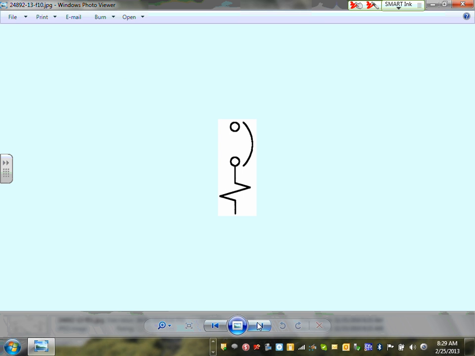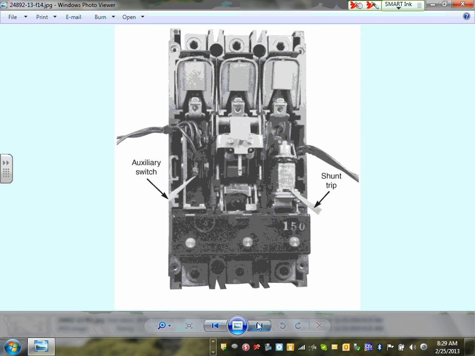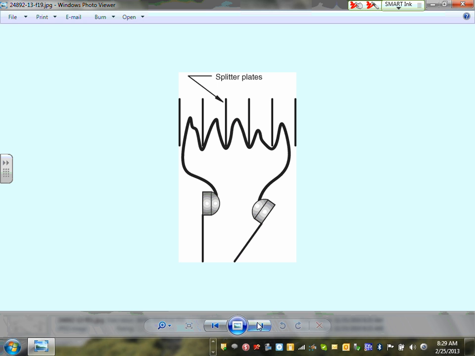I'm going to go directly, guys, into contacts. Here you go. This is what they call a splitter. They put all these, and these splitters will actually extend the arc and extinguish it better. So can you guys see that? These splitters split the arc right in here, and help extinguish the arc and move the arc away from the contacts so the contacts don't get damaged.